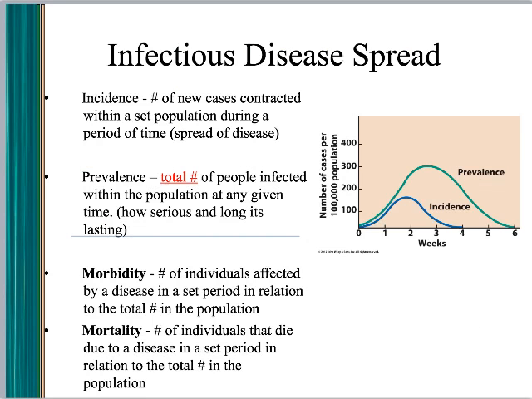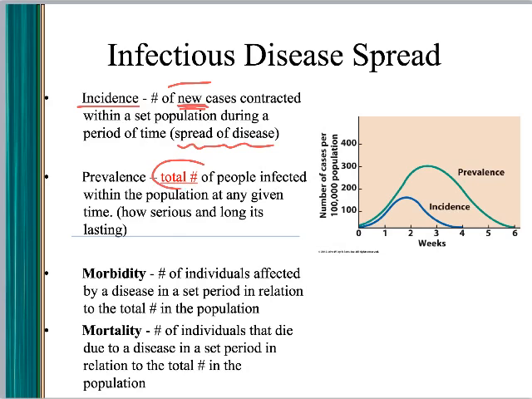Okay, now how does infectious disease spread, and what's the vocabulary used to describe it? Okay, so incidence is the number of new cases. Okay, so that's the important part, is the new. So new cases contracted during a period of time. So usually it's describing the spread of the disease. Okay, so how many new people are getting it in a population.